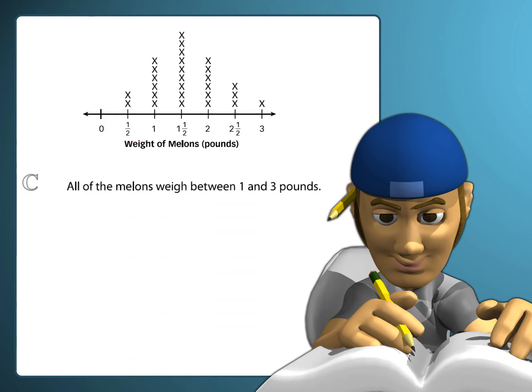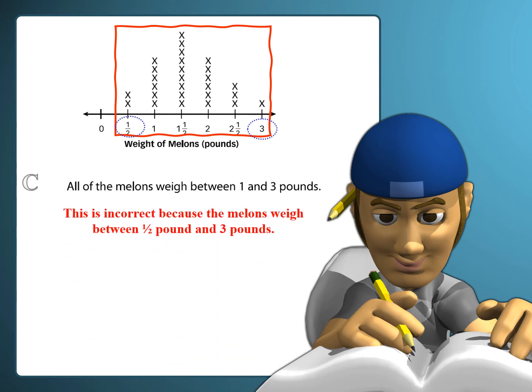So let's look at data point C. This one says that all of the melons weigh between 1 and 3 pounds. So the first thing I want to do is look and see, where do all the melons lie? And they lie in this boxed area. So notice there's no measurements for melons at 0 pounds. So everything is between the 1/2 and the 3 pounds, not between 1 and 3, because there are actual measurements that are at 1/2. So this is incorrect because the melons actually weigh between 1/2 pound and 3 pounds.